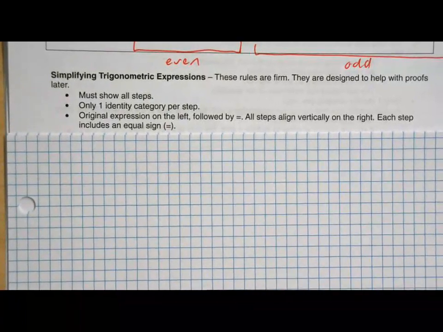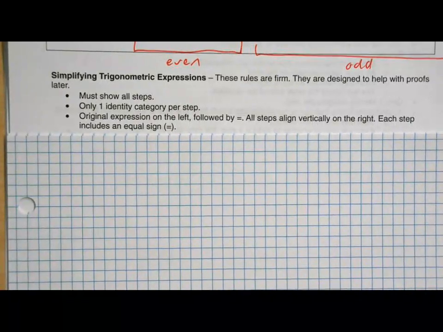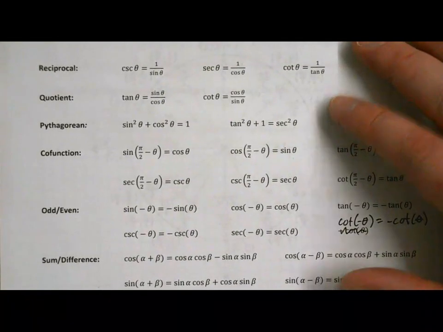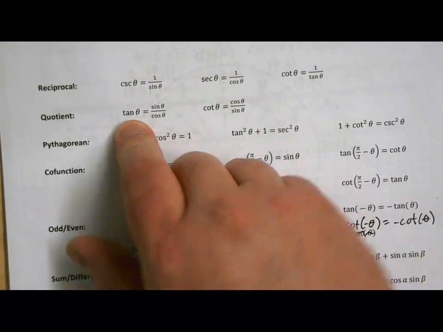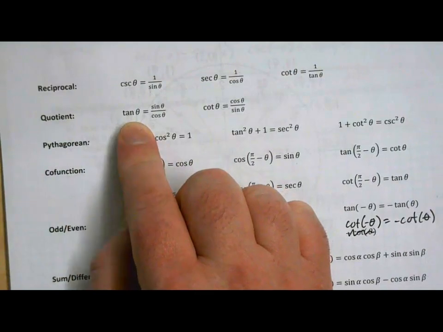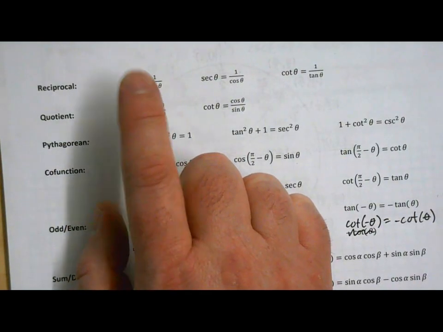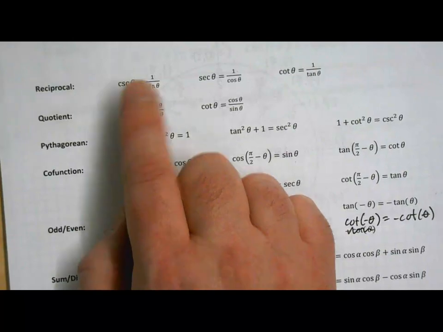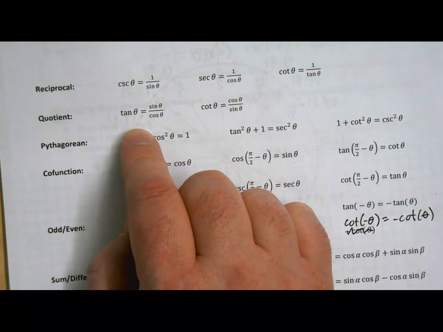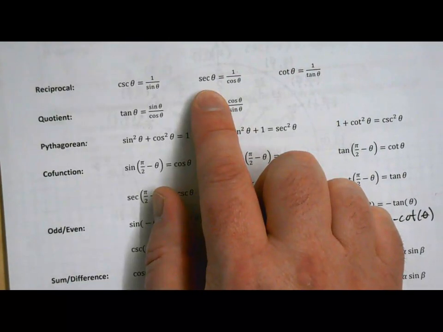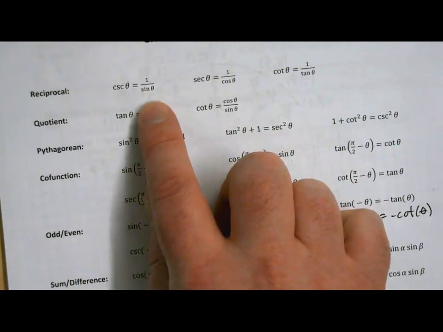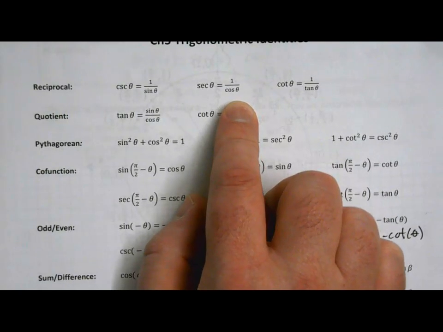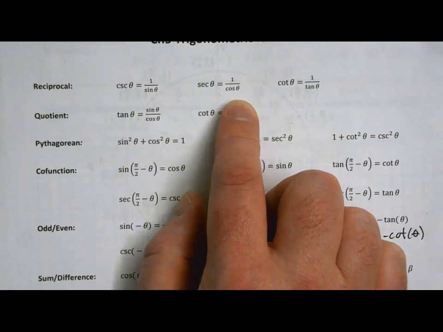So show your steps. You may only do one identity category per step. When I say that, I mean if you've got both a cosecant and a tangent in your expression, you can do either reciprocal or quotient in the first step. You may not replace both things with a reciprocal or quotient in the same step. However, if you've got cosecant and secant in your expression, I'm okay with you turning the cosecant into 1 over sine and the secant into 1 over cosine in the same step, because it is the same category of identity.